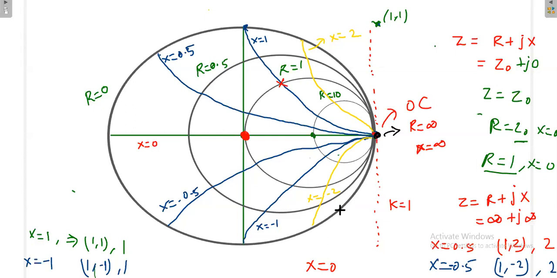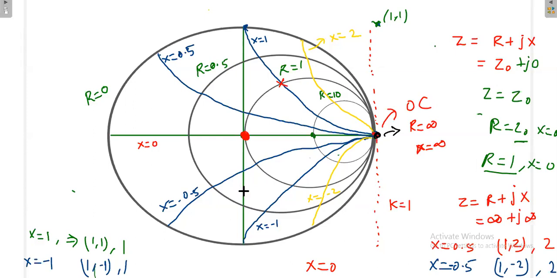What will happen, sir? If you are at this point, in open circuit, what is the reflection coefficient? Your reflection coefficient is minus 1 or 1? Not minus 1, sir, plus 1. Please refer: the reflection coefficient of open circuit is always plus 1. So I can call this line the k equal to 1 line.